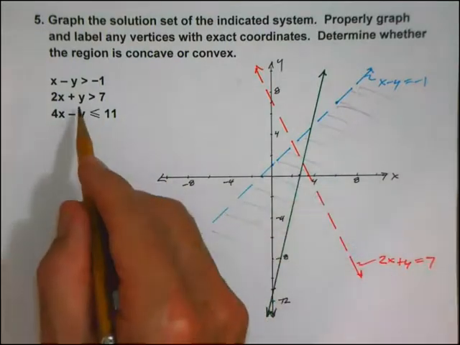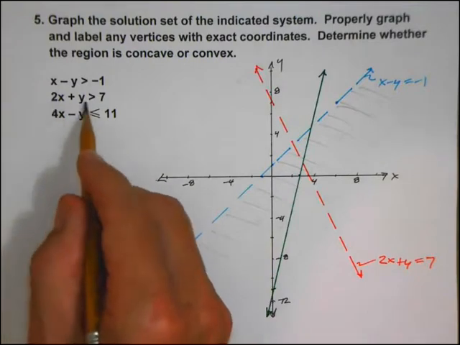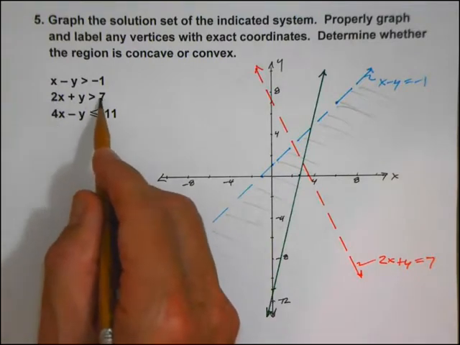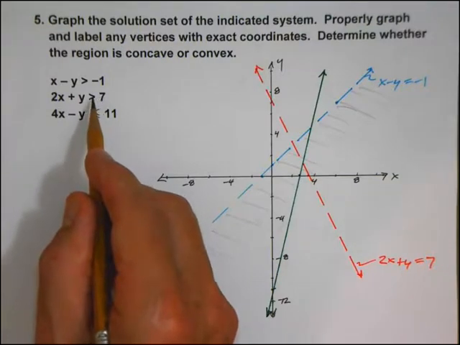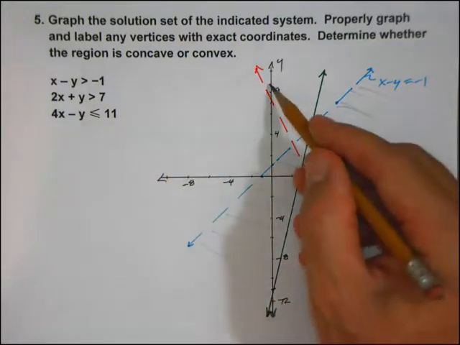Okay, here we are back to the second inequality. Let's put in 0, 0. 0 greater than 7. False. Okay, so it's the other side of the line that gets the shading as far as this red line goes. That means out here.